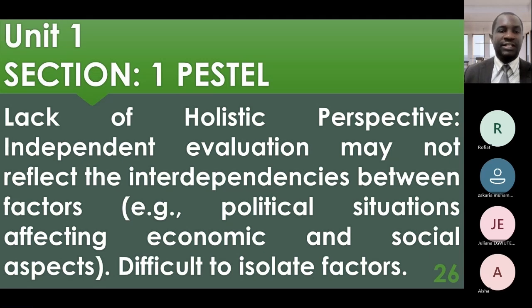When there's politics, most of the time, the economy goes down because if there's an incumbent government, he might use most of the money to run his election. So you can see the economy and politics are intertwined. And it's difficult to isolate these political, economical, social, technological, and the E and the L factors.